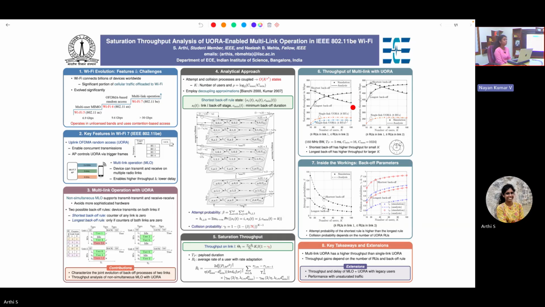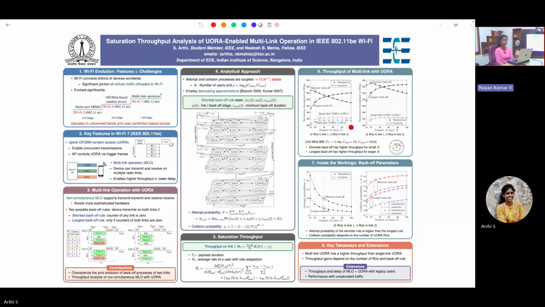That is because the shortest backoff rule is aggressive, and the users transmit even if one of the counters reaches 0. So when the number of users is larger, all the users attempt aggressively, which increases the attempt probability and also the collision probability. However, in the longest backoff rule, the throughput is lower at first because the users wait for both backoff counters to reach 0, and it increases as the number of users increases.